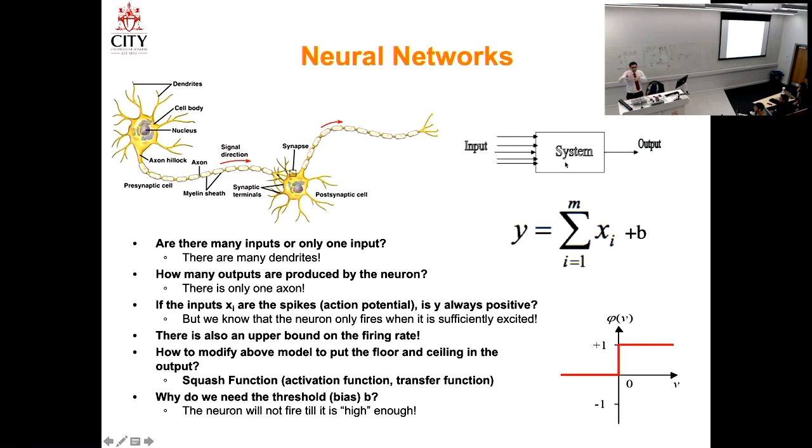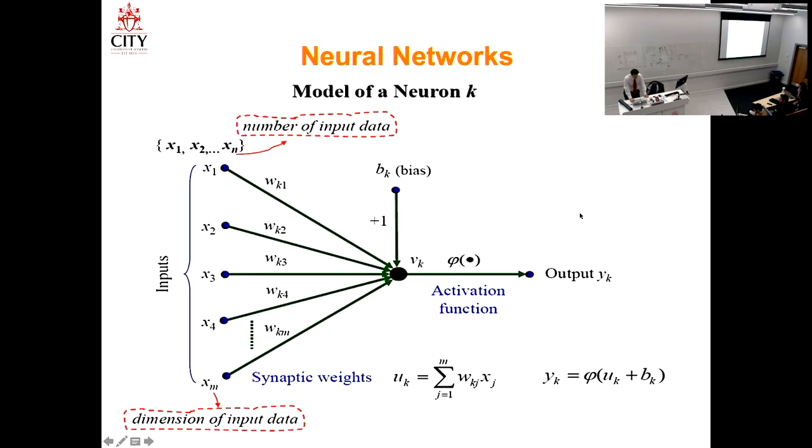It doesn't fire like 10 million times a second. It has a limit. So we have to limit the output here as well. So for limiting that, what we do is we call it an activation function or squash function or transfer function. But now let's make it look a bit more mathematical.